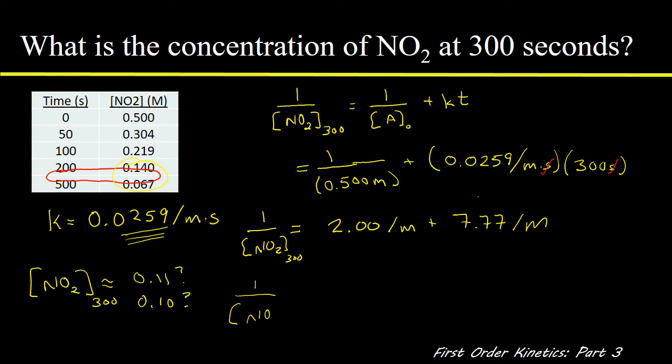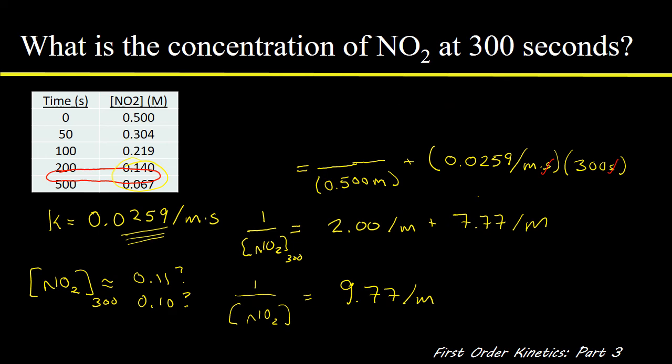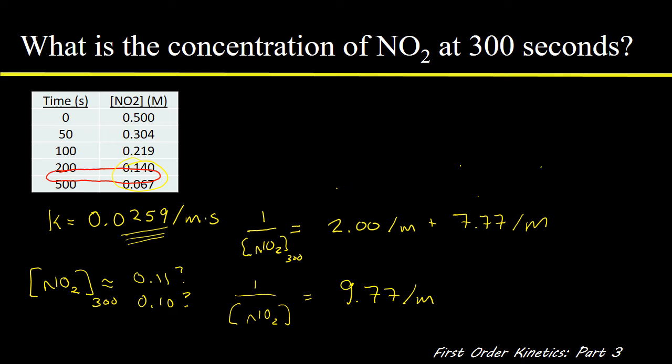So 1 over the concentration of NO2 is 9.77 reciprocal molar. And so to solve that, we just take the reciprocal of both sides. Right.